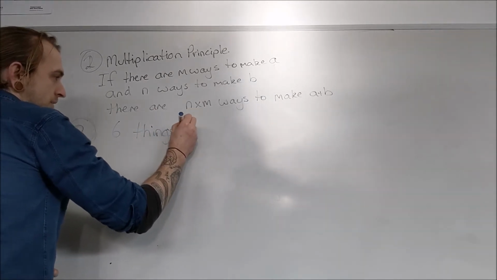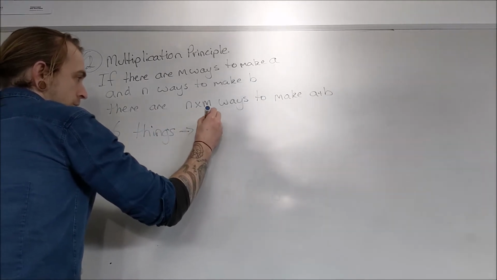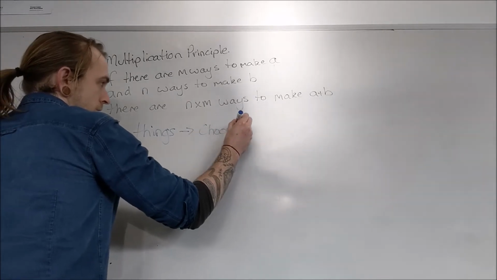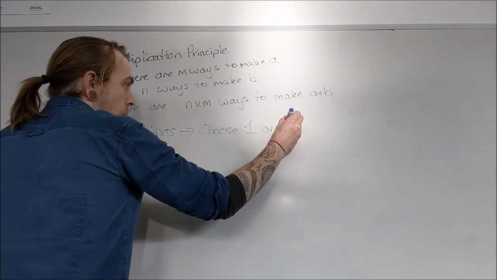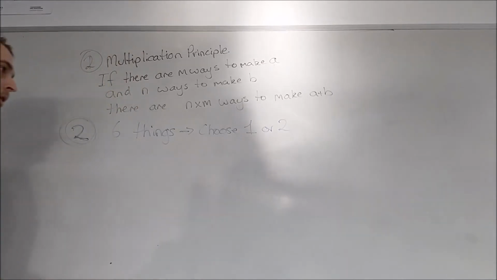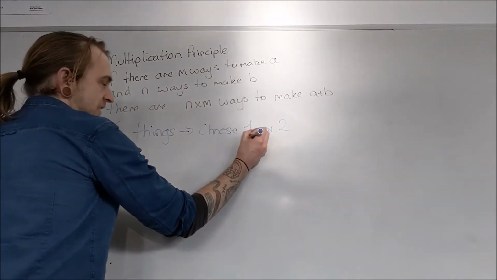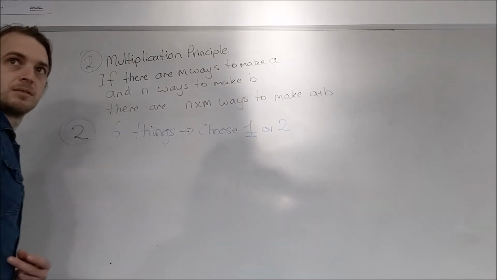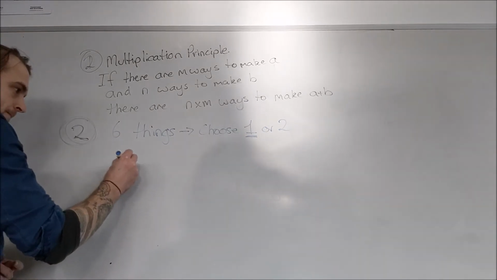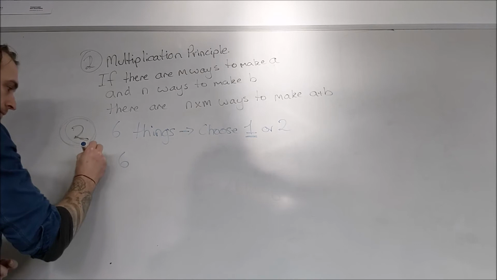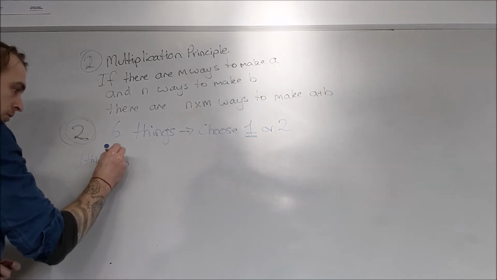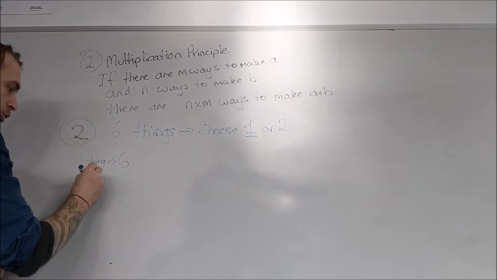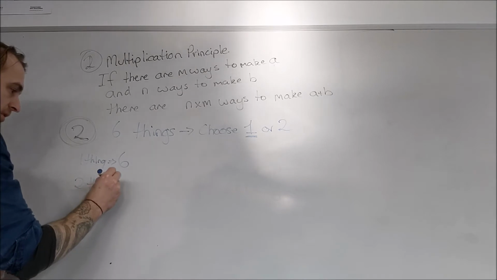And we're trying to determine choose 1 or 2. So let's take care of the 1 first. How many different ways can you select one thing from 6 things? 6. One thing. How many different ways can you select 2 things from 6?